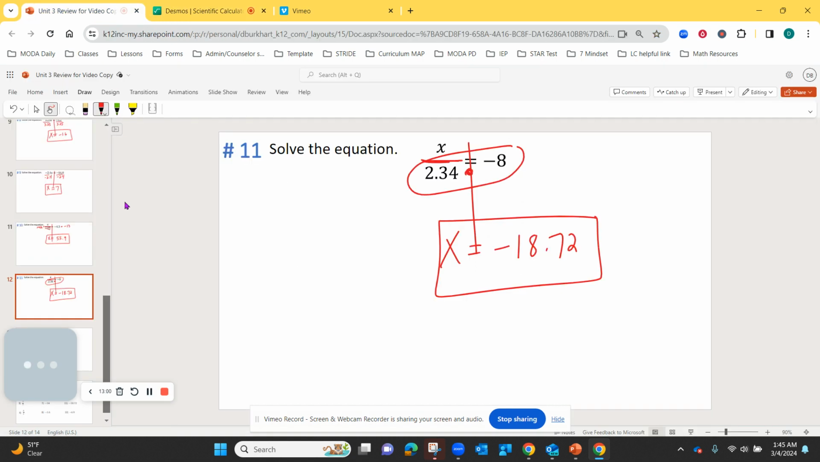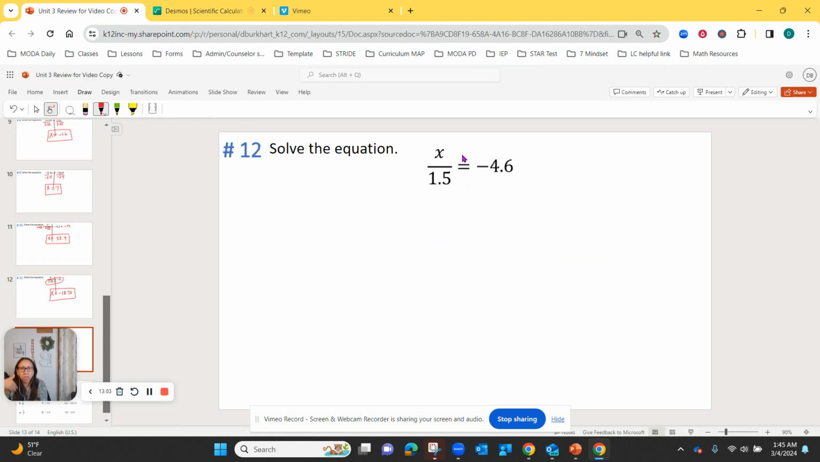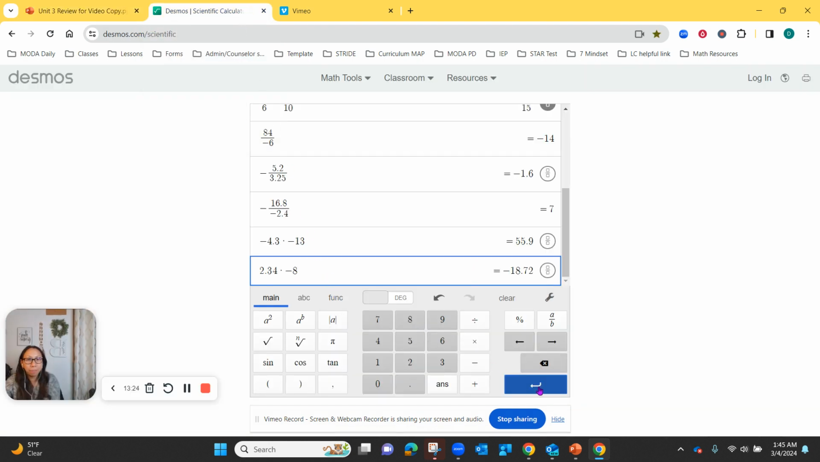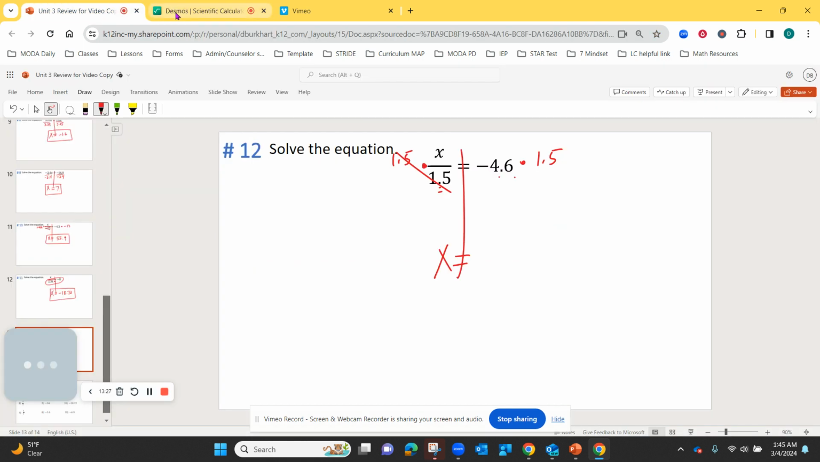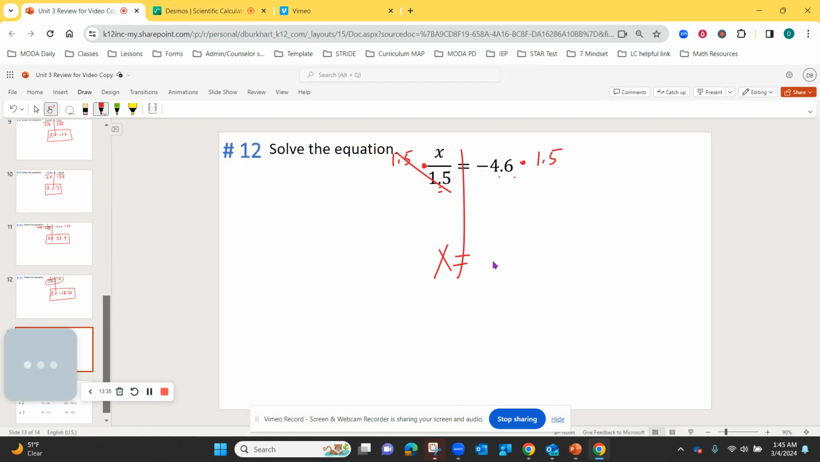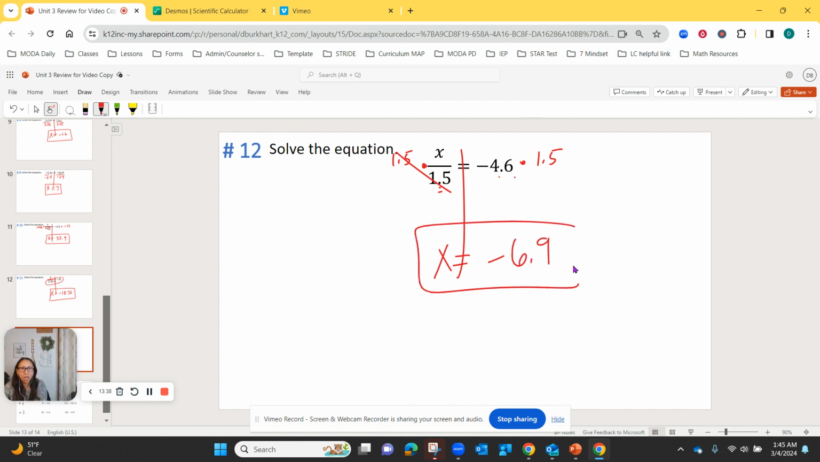Okay. All right. So the last number here, okay, do the same thing. You have x divided by 1.5. You're multiplying 1.5 on each side of the equation to cancel this one out, and you have x by itself, and then you plug it into your calculator. So negative 4.6 times 1.5, you get negative 6.9. All right, there you go, everyone.